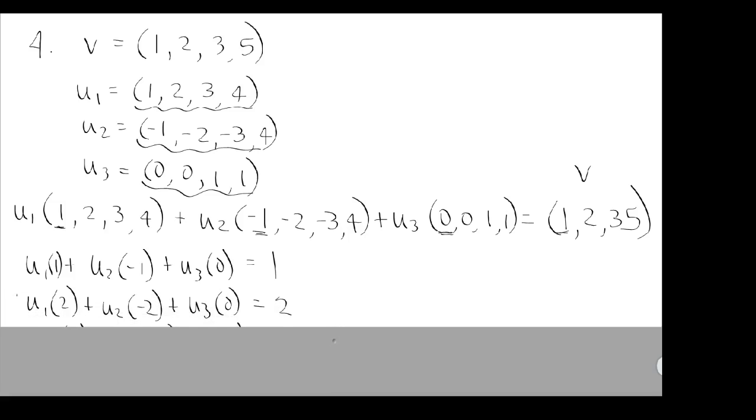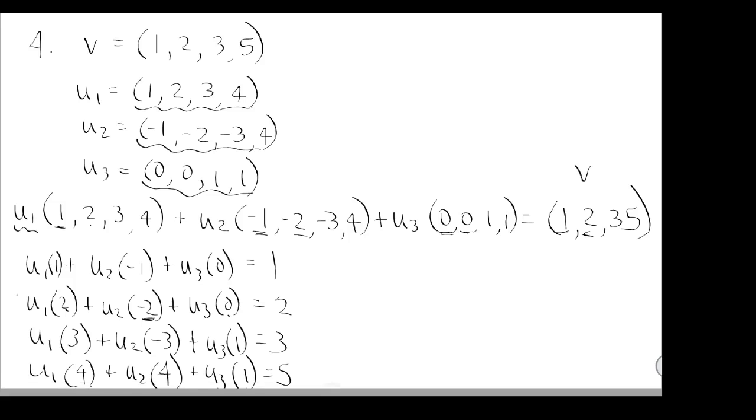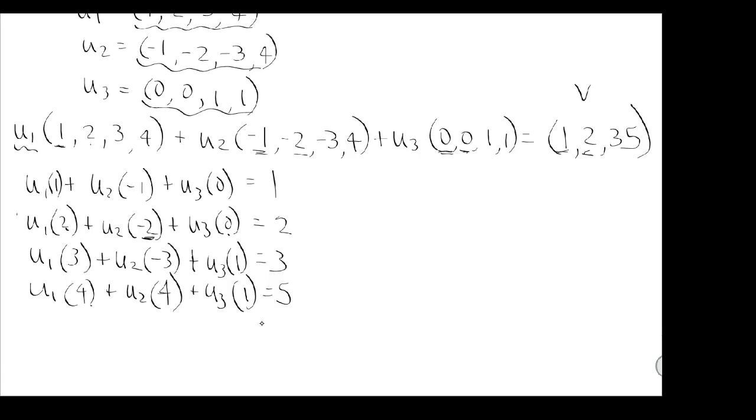The second equation, you're multiplying u1 by 2, u2 by negative 2, and u3 by 0, and setting it equal to 2. Likewise, you find the third and fourth equations doing the same thing. So now to solve. Well, the bottom line is we want to know the values for u1, u2, and u3.